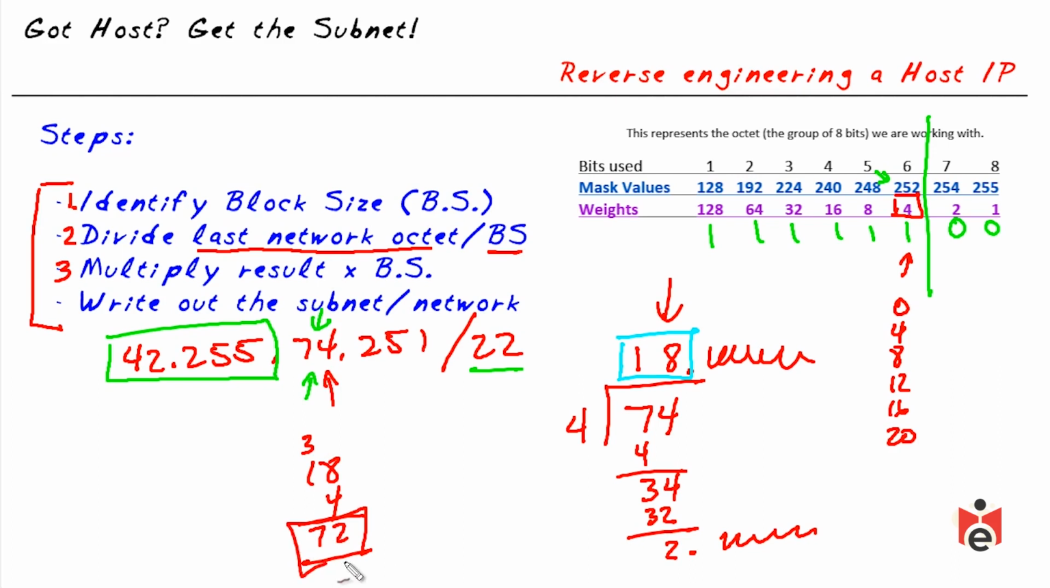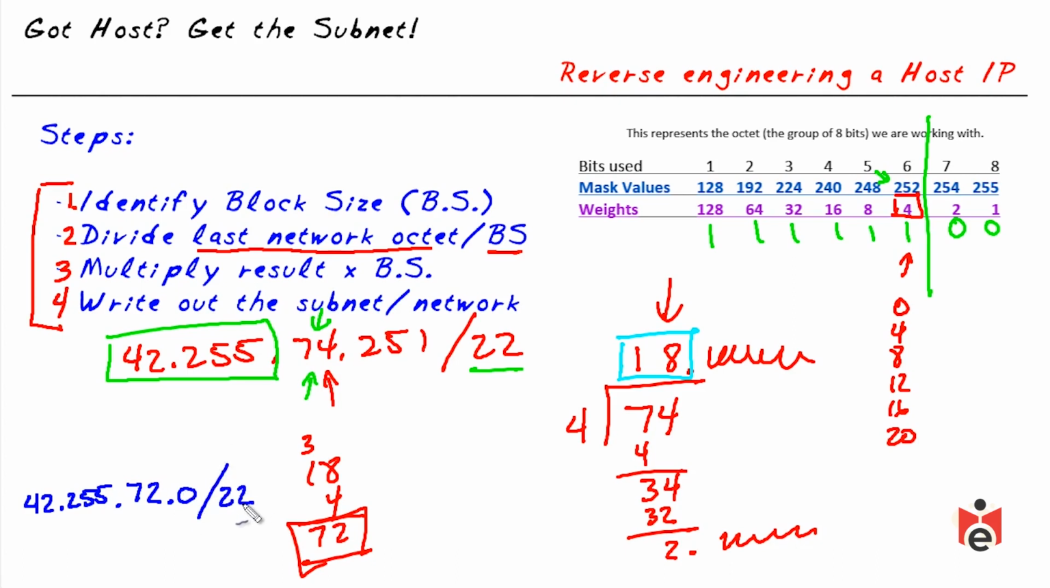And now all we have to do, step number 4, is write it out. So I'll write it out in blue over here. The first 2 octets are 42.255. Those aren't going to change. But for the third octet, the actual value of the subnet is 72. And then everything after that is going to be zeroed out. So if we were working in the second octet, it'd be the same concept. Everything to the right is going to be zeroed out. And the mask we're going to put on here is 22.